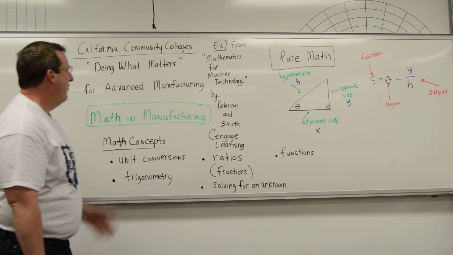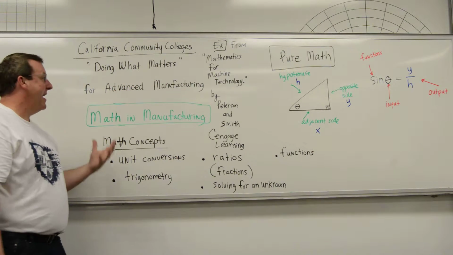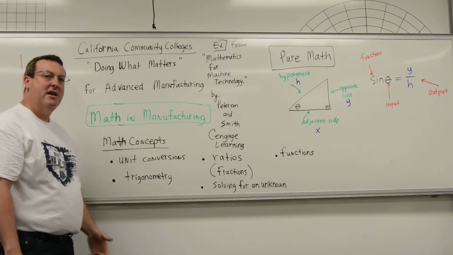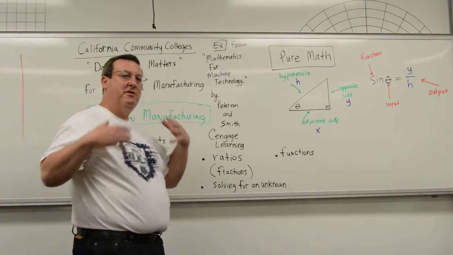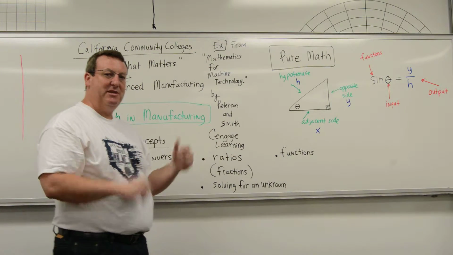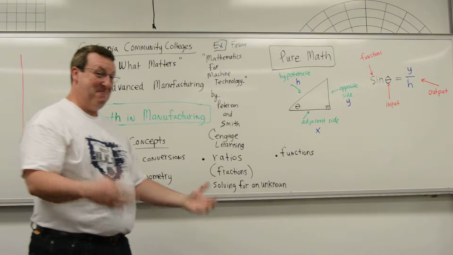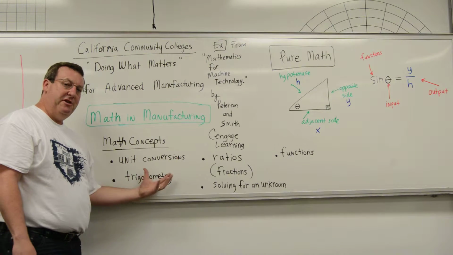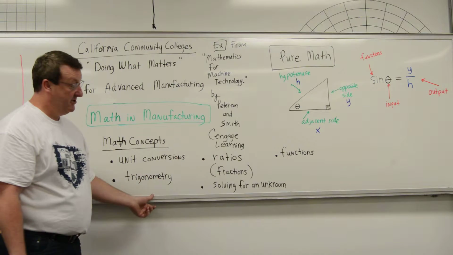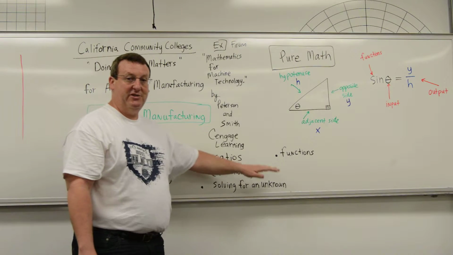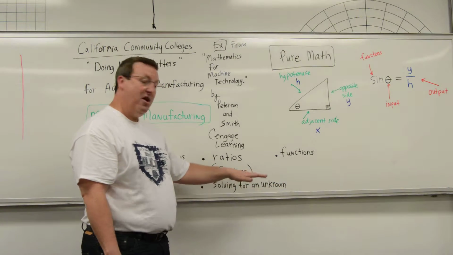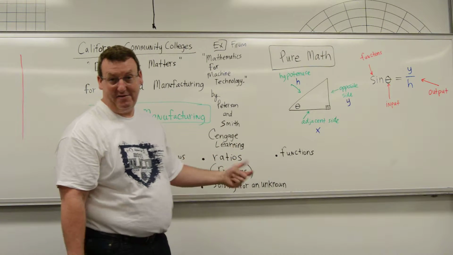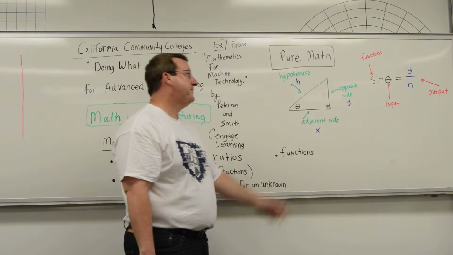Excited today. Remind you that we're doing what matters for advanced manufacturing, and we're trying to make it where you can see how math and manufacturing come together and the importance of knowing both. Today's example, we're going to be looking at unit conversions, trigonometry, ratios and that dreaded F word, fractions, solving for an unknown, and yet another math F word, there's too many functions.